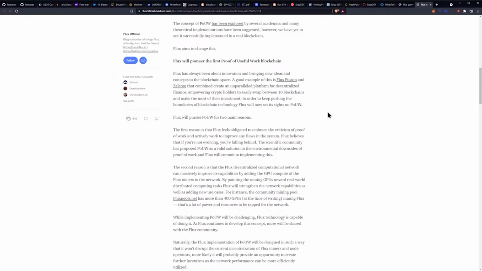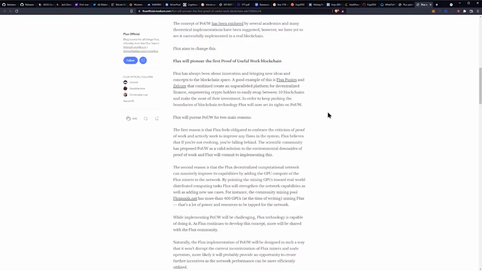Flux has always been about innovation and bringing new ideas. We already read that. A good example is Flux Fusion and Zelcore. We already know about that. That combined to create an unparalleled platform for decentralized finance, empowering crypto holders to easily swap between 10 blockchains and make the most of their investment. In order to keep pushing the boundaries of blockchain technology, Flux will now set its sights on proof of useful work. Flux will pursue proof of useful work for two main reasons.